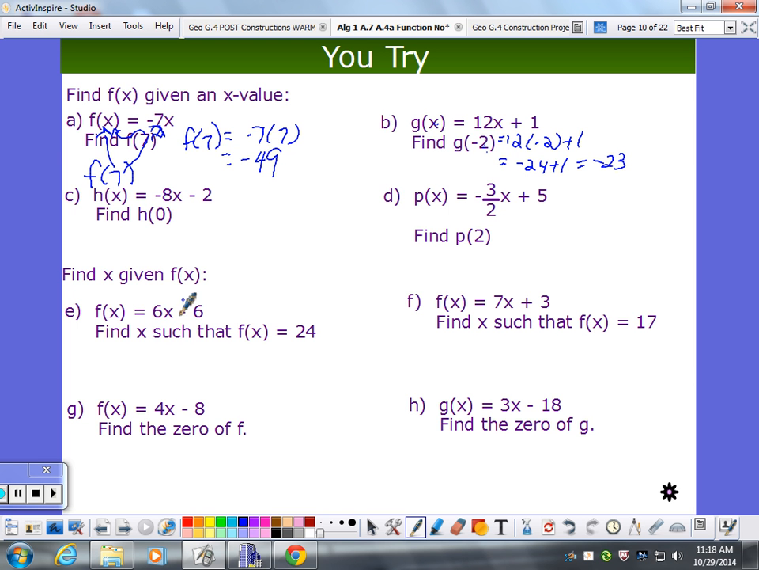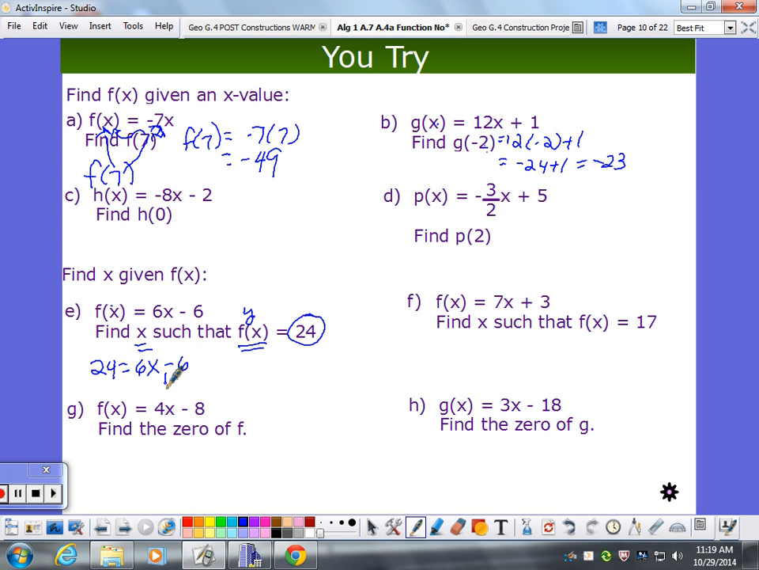Now the other side of the coin is this. F of x is 6x minus 6. Find x. So did they give you x? No. What are they giving you? The y. F of x, the y. So where does the 24 go? Into the f of x. 24 equals 6x minus 6.